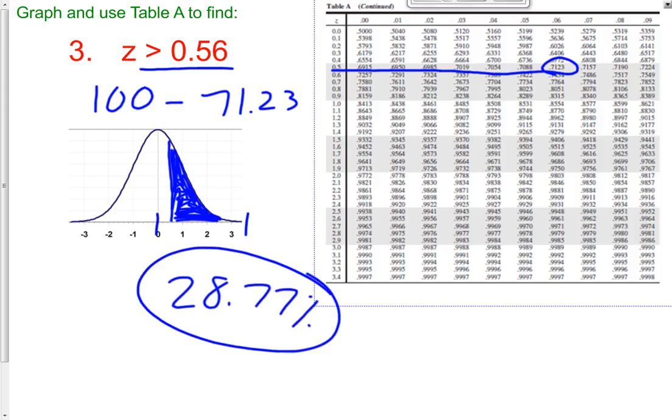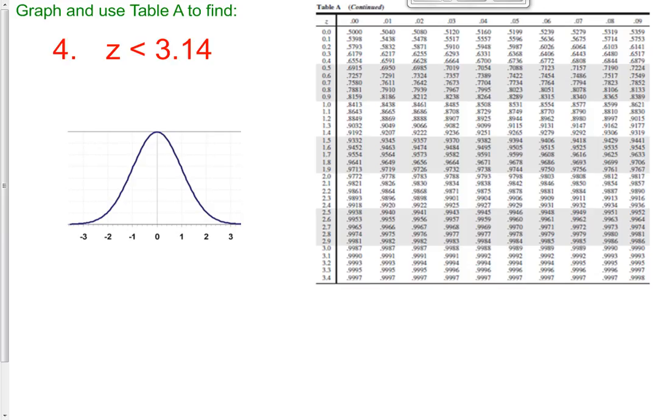Okay, and the last one of this kind. How about a z-score that's less than 3.14? Well, 3 standard deviations away from the mean, we found this out in a previous lesson, it's abnormal to be more than 3 standard deviations away from the mean. So 3.14 is just about all of the data. It's going to be really close to 100%. It's going to be all of this, right?